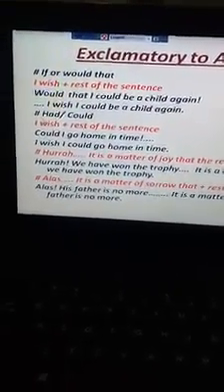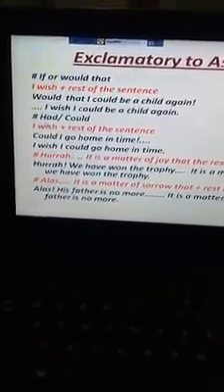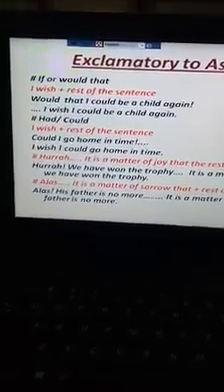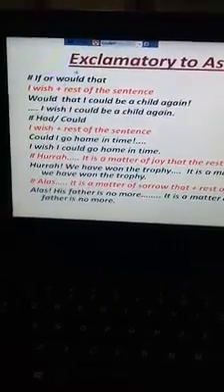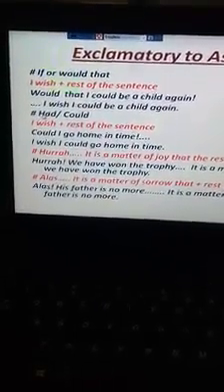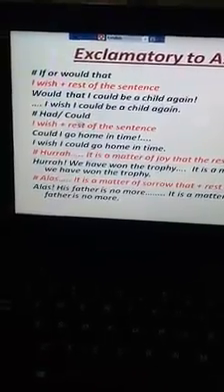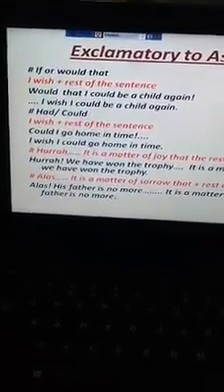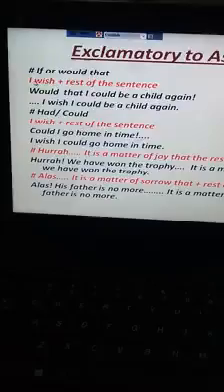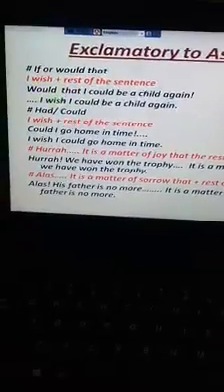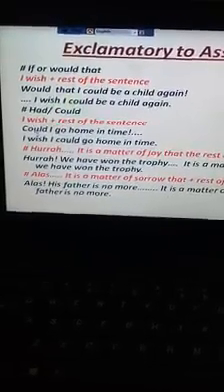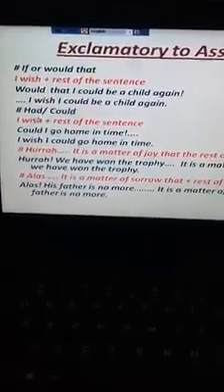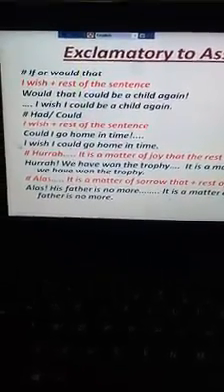The next rule is, if you find had or could in the exclamatory sentence, or if you find that the exclamatory sentence starts with had or could, then you should follow this structure, the same structure that you have found in the first point. So I wish is used instead of had or could. So look at the example.